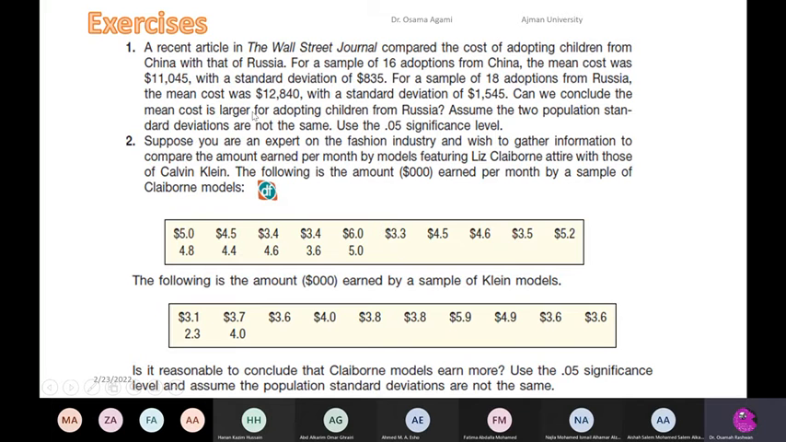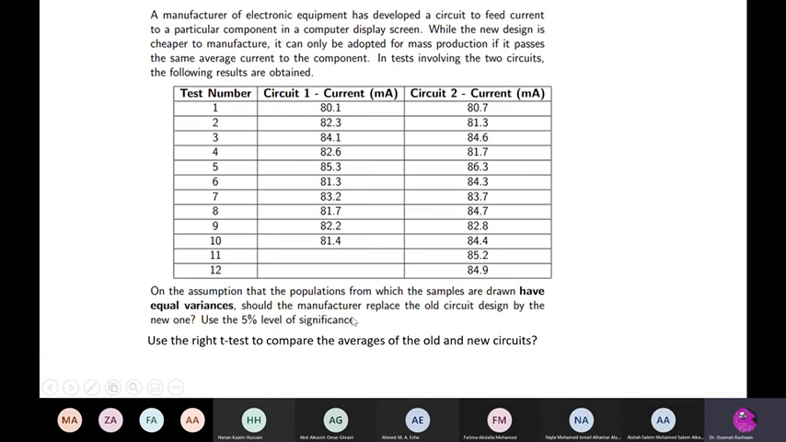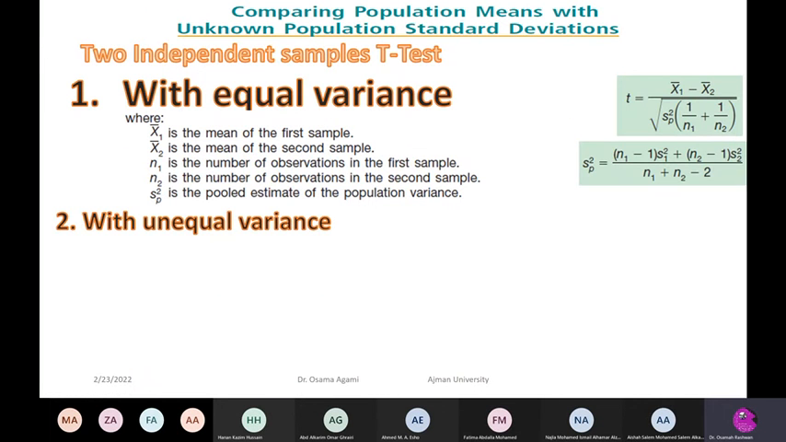Now we know in these two exercises, we know the information about the standard deviation of the two populations. So we know the right t-test. The right t-test is the two sample t-test for unequal variance. Because of what? Because he's telling me the two population standard deviations are not the same. In this question and also in this question. Also in this question, he's telling me they have equal variance. So this one, I'm going to use the t-test for equal variance. Yes, this is the one for equal variance, right?